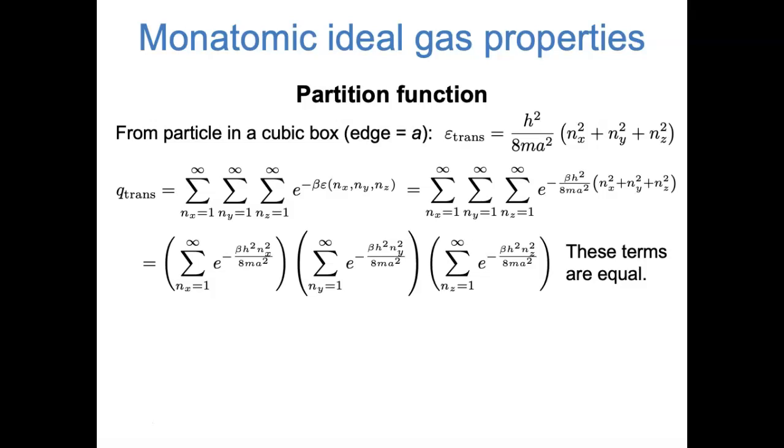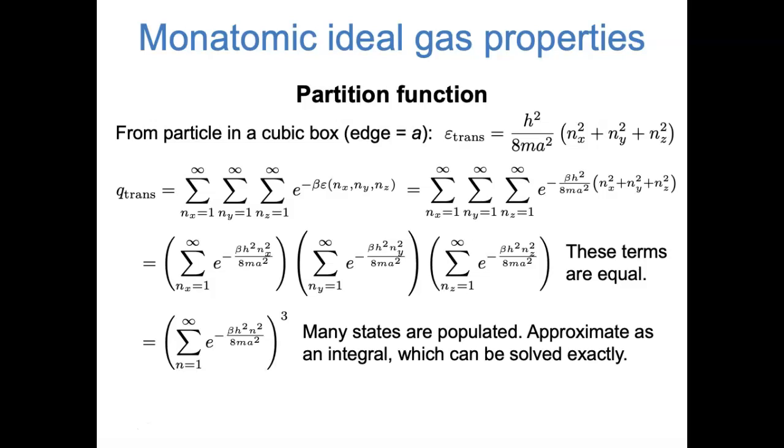So we can take each of these 3 terms and just call the index n rather than nx, ny, and nz, and recognize that we're going to have just one term raised to the 3rd power. This infinite sum is still difficult to solve, but we're going to use a trick that's a pretty good approximation. For the translational energy levels of an atom at any reasonable temperature, many levels are going to be populated. The energy levels are so close together that we can basically treat them as infinitely close together and continuous.